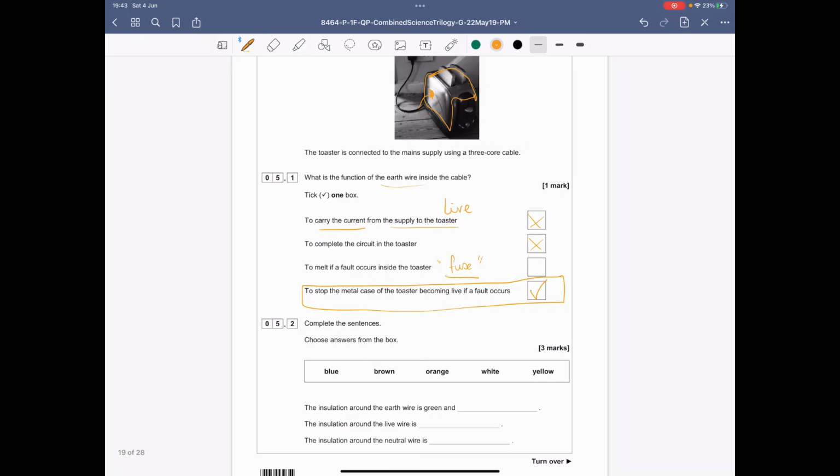Complete the sentences. Choose answers from the box below, and you've got the different colours. The insulation around the earth wire is green and yellow. It's the striped wire. The insulation around the live wire is brown, and the insulation around the neutral wire is blue. If you don't know how to wire a plug, make sure you watch the little revision video attached.